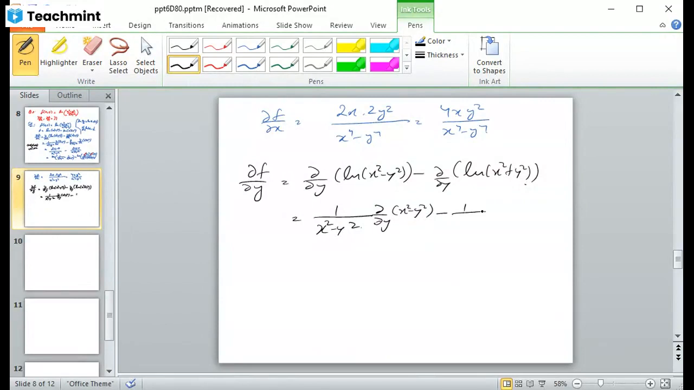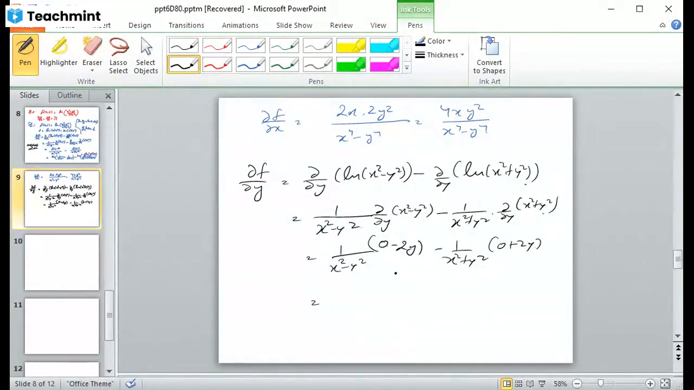minus the derivative of log, the reciprocal of the variable, into ∂/∂y of (x² plus y²). So 1 upon x² minus y² is already there. The derivative of x² is 0, because when we are differentiating with respect to y, x is treated as constant. And the derivative of y² is 2y using the power rule. Here again, the derivative of x² is 0, and the derivative of y² is 2y. So now this time, minus 2y upon x² minus y², and this is minus 2y upon x² plus y².